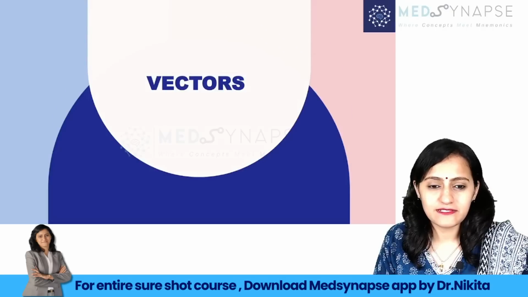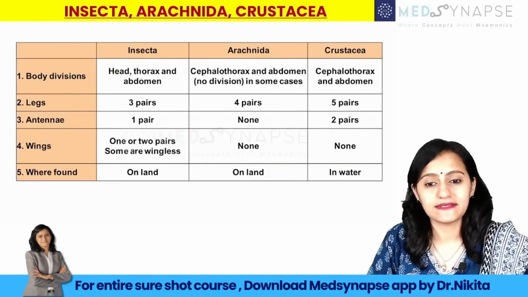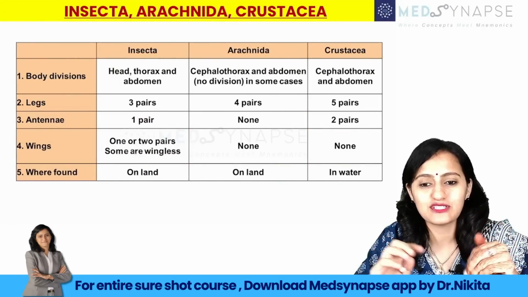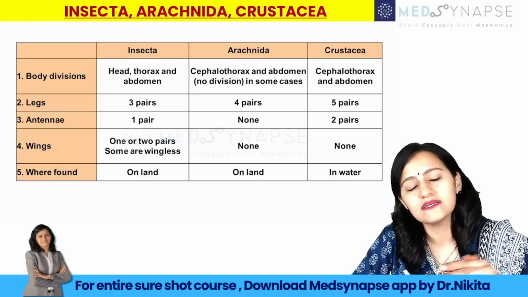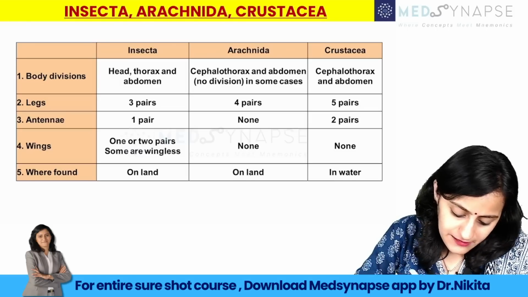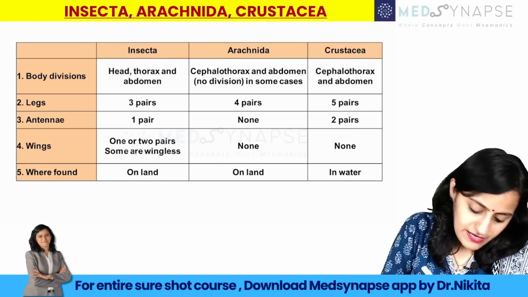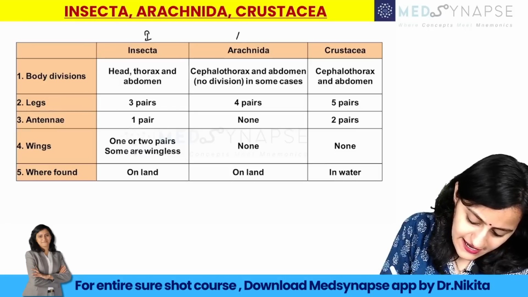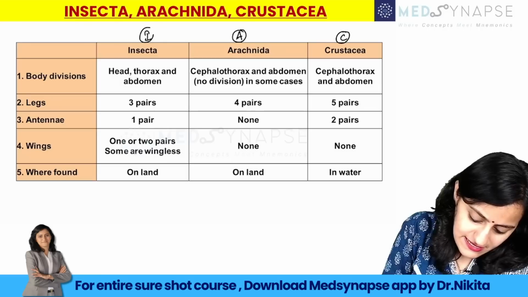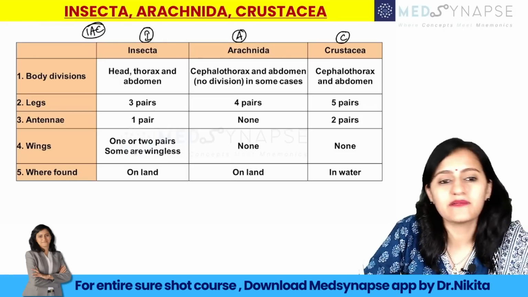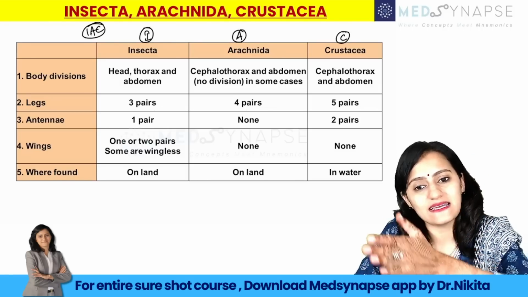So starting with the first one, that is the types, the classification that we have in these arthropods. Remember the classes here are Insecta, Arachnida and Crustacea, right? So remember that it is IAC, that means internal auditory canal. So you can remember IAC: Insecta, Arachnida, Crustacea.